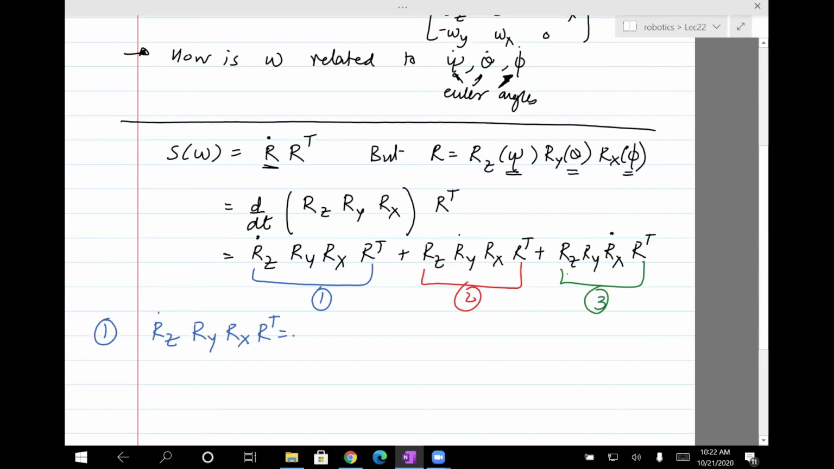Okay, I'm going to try to simplify that first. So Rz dot Ry Rx. And I need to write the expression for R. If I take the transpose, I'll write that as (Rz Ry Rx) transpose. It basically comes from here. That's Rz times Ry times Rx. That's what I wrote down.